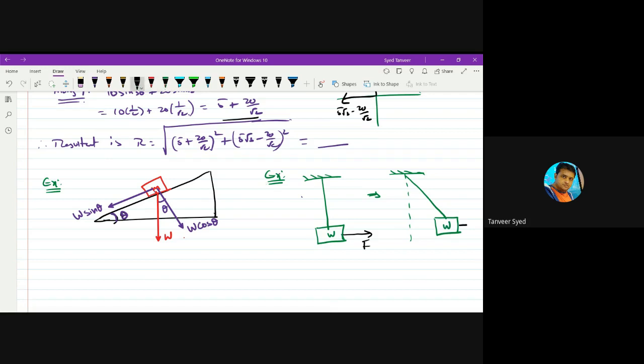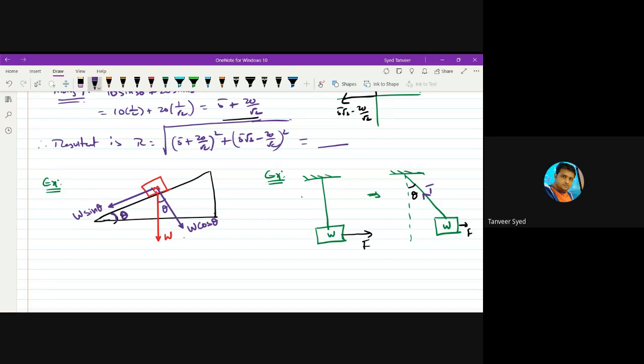This is the final situation. The string is making some angle theta with the vertical, and you are holding it like this. Now, due to the weight of the body, a tension will be developed in the string. Tension, tightness will be developed in the string, and it is acting in this direction.